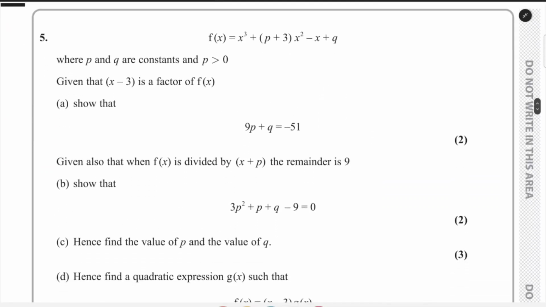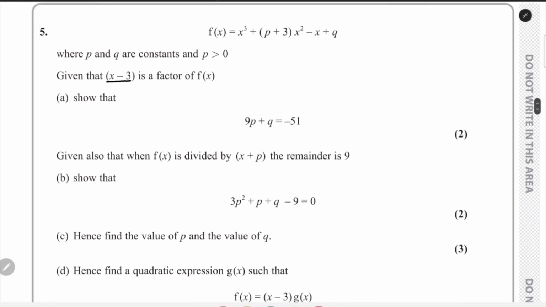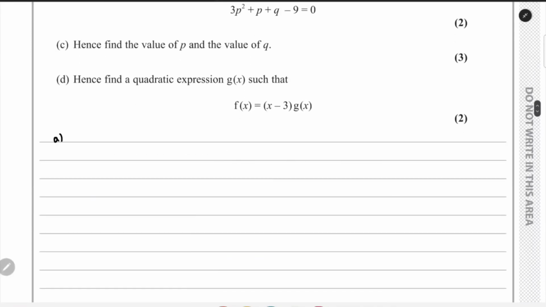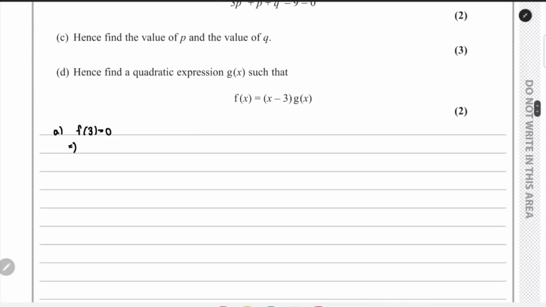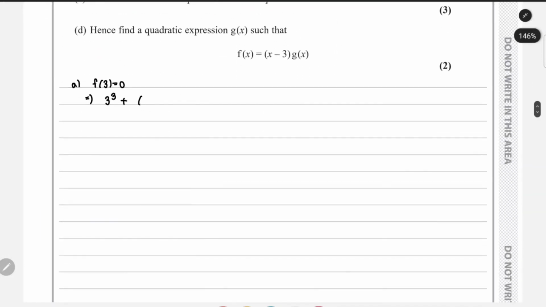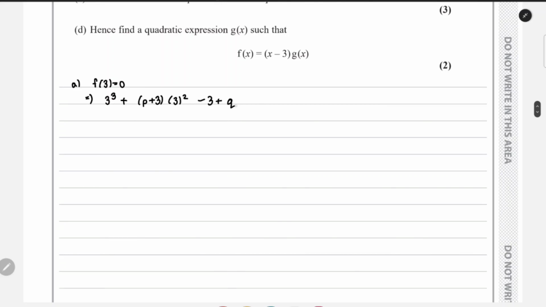Now in question 5, we are given a cubic equation, and we are given that x minus 3 is a factor. From there we have to show 9p plus q is equal to minus 51. If x minus 3 is a factor, f of 3 would be equal to 0. If we put 3 into here, we get 3 cube plus p plus 3 times 3 square minus 3 plus q is equal to 0.